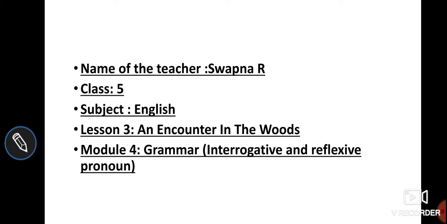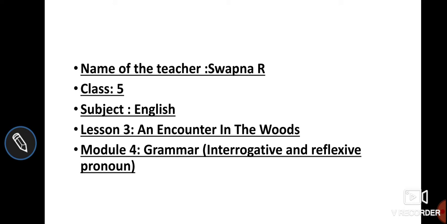Children, if you remember, we have done demonstrative pronouns in our previous class. Demonstrative pronouns are used to indicate whether a person, place or thing is near or far. Do you remember using this, that, these and those? Yes, they are demonstrative pronouns.